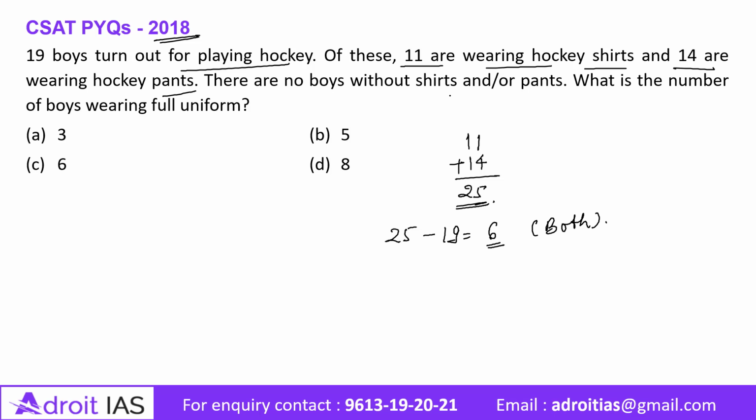So now there are no boys without shirts and pants. Okay, fine. What is the total number of boys wearing full uniform? Okay, so those boys who are wearing both shirts and pants, they are in the full uniform, right? So 6 candidates are there who are in the complete uniform, right? Okay, the correct answer is 6. It's a very simple question. Just, while reading the question, you can solve this question in the back of your mind. Fine. It's a very simple question. All right. Now let's talk about the next one.